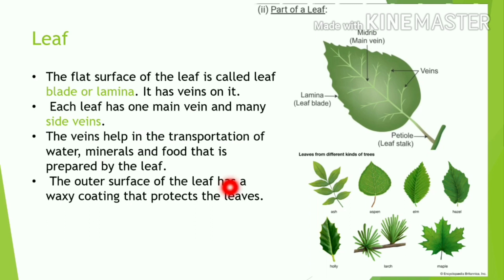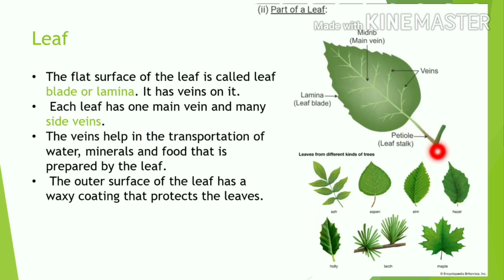So, what is a leaf? The leaf is a green flat structure. The flat surface of the leaf is called the leaf blade. That means the entire surface of the leaf is known as the leaf blade, or we can say the lamina. Next, each leaf has one main vein and many side veins. Now, these are all the side veins and this one is the main vein.